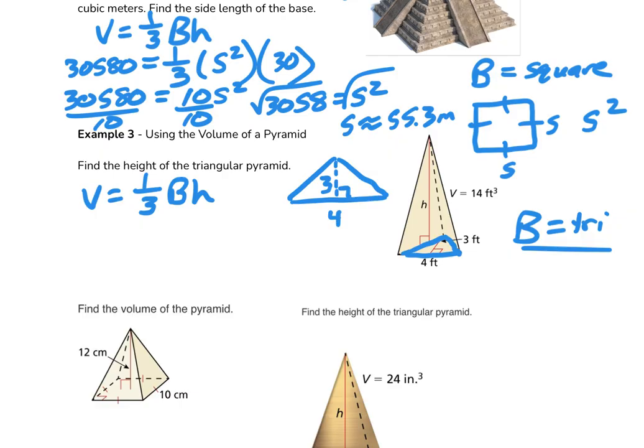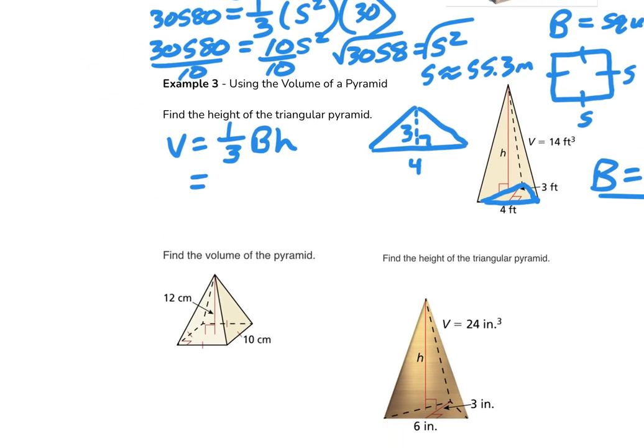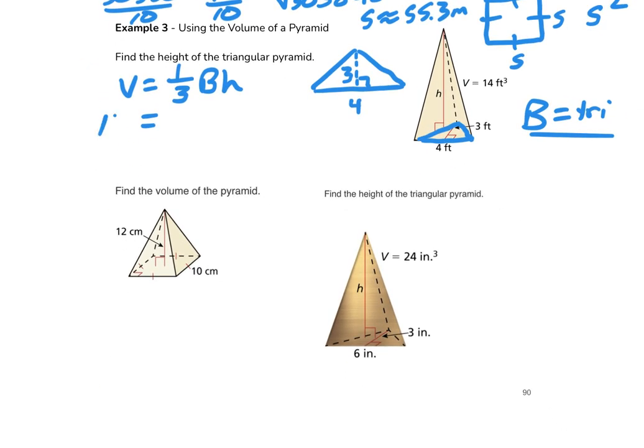Okay, so the formula for a triangle, let's put in what we know here. The volume is 14. They tell me that right here. Volume is 14 feet cubed. Okay, then we're going to have to put in the area of a triangle formula. Well, we've talked about that a lot. Base times height divided by 2. So that would be 4 times 3 divided by 2 and I'm trying to find h, the perpendicular height. I want the height of this pyramid.